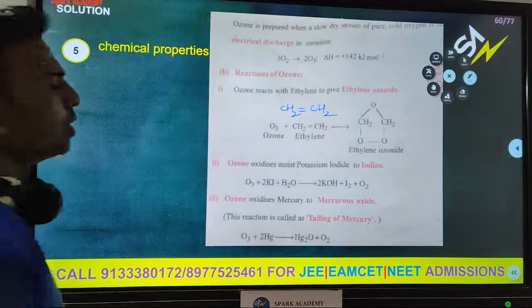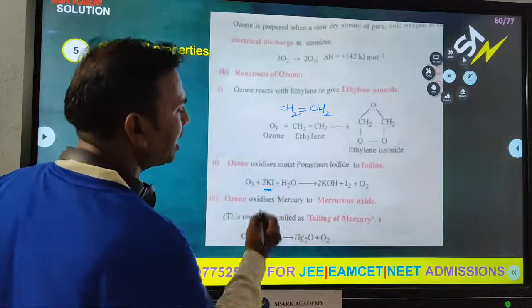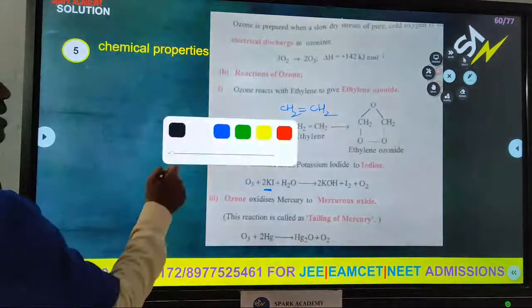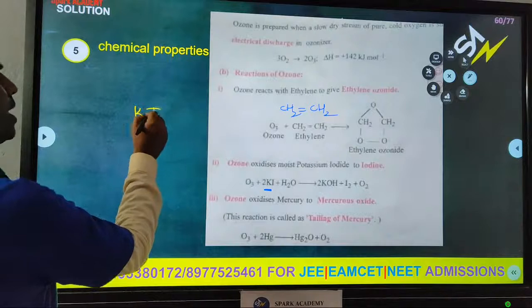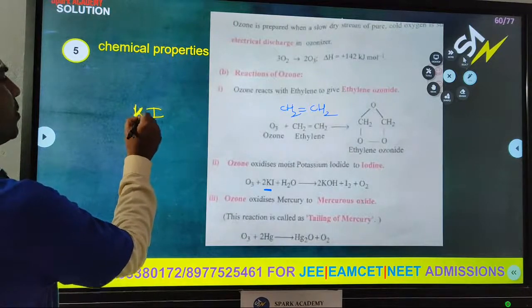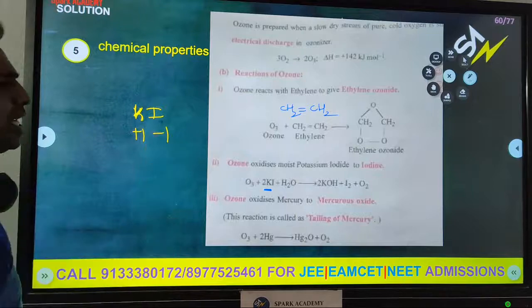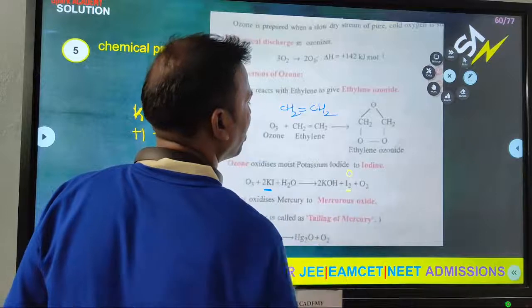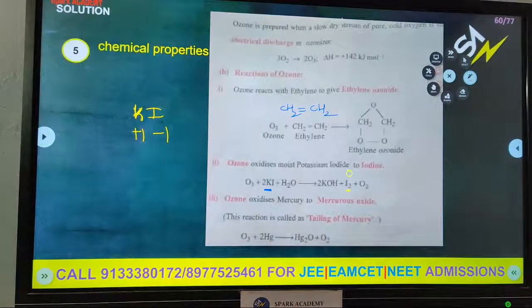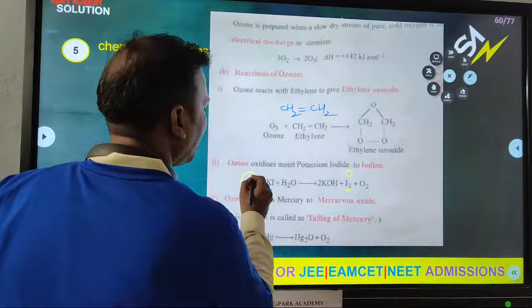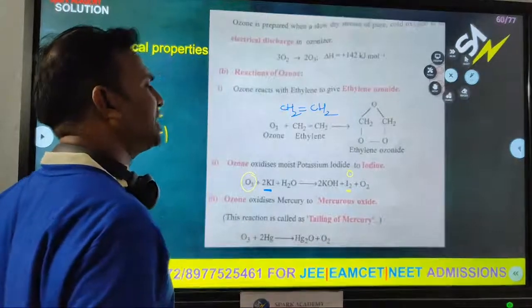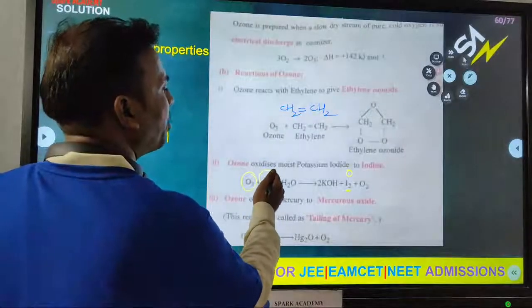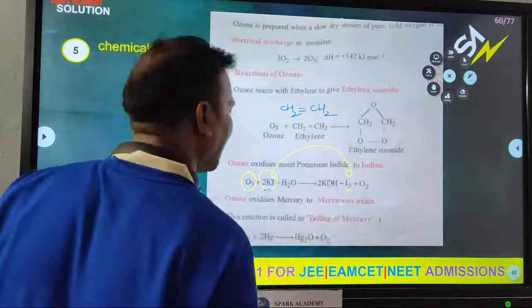Next, ozone oxidizes potassium iodide. So potassium iodide is what? KI. What is the oxidation state of potassium? +1. Iodine -1. In I2, the iodine oxidation state is 0. So from -1 to 0, the oxidation number increased. So what is the role of O3? O3 acts as an oxidizing agent. It oxidizes potassium iodide to iodine gas.